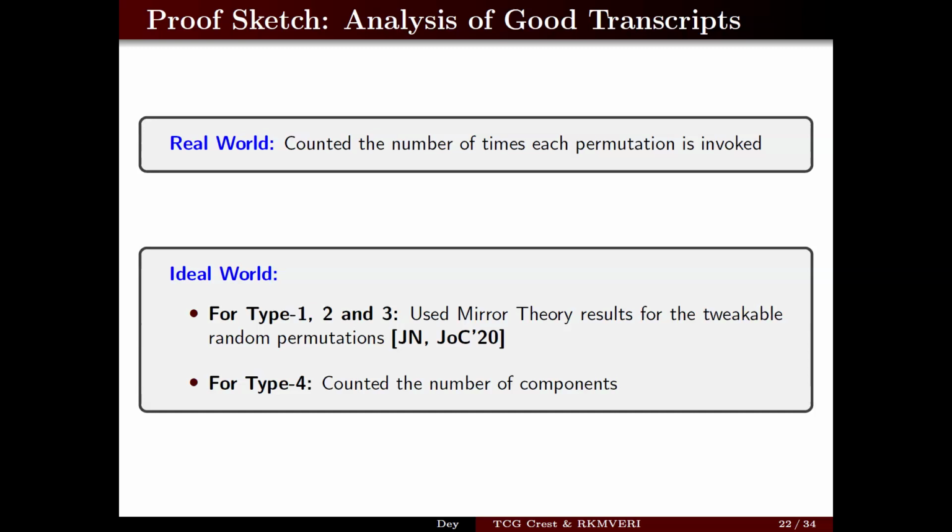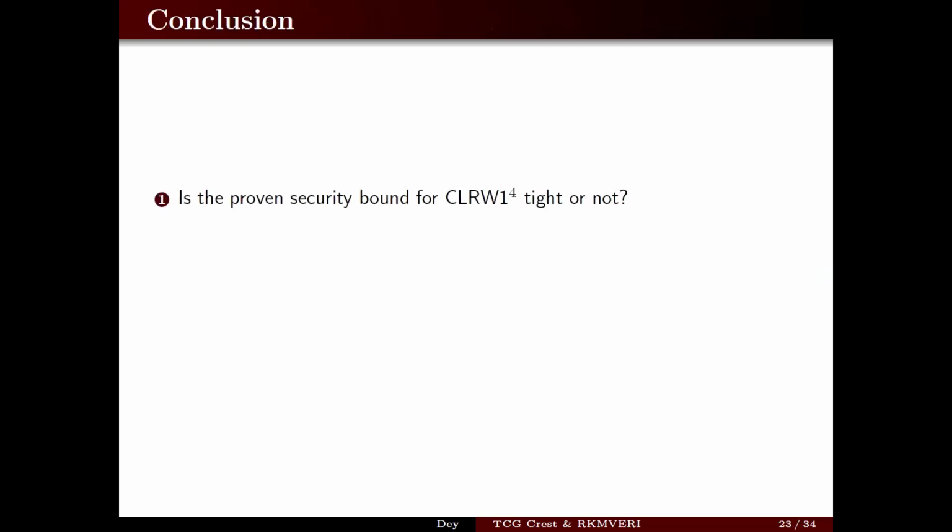In the real world, we only have to count the number of times each permutation is invoked. And in the ideal world, for type 1, type 2 and type 3 graphs, we have used the mirror theory result for tweakable random permutation from Jha and Nandi in JOC 2020. And for type 4 components, since we sample one value uniformly randomly from each component, we only have to count how many components there are. So this completes the proof, but before wrapping up, we will see some open problems.